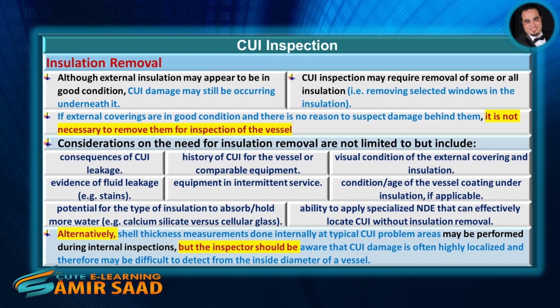Alternatively, shell thickness measurements done internally at typical corrosion under insulation problem areas may be performed during internal inspections, but the inspector should be aware that corrosion under insulation damage is often highly localized and therefore may be difficult to detect from the inside diameter of a vessel.